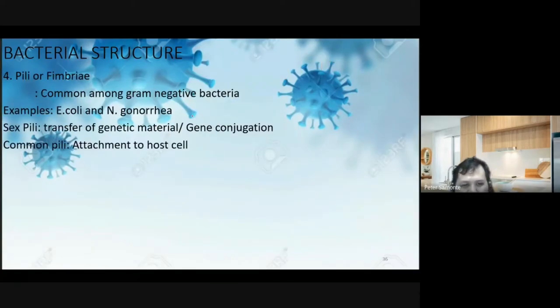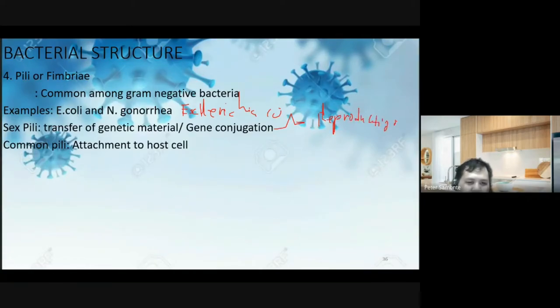Then your pili or your fimbriae, class. Your pili or fimbriae are common among gram-negative bacteria. They are more common, class, in gram-negative bacteria. Examples of this would be Escherichia coli and Neisseria gonorrhea. Then, depending on the type of pili, class, there are two types. You have your sex pili and your common pili. Your sex pili would be responsible for the transfer of genetic material, gene conjugation. Basically, this is responsible for your reproduction.